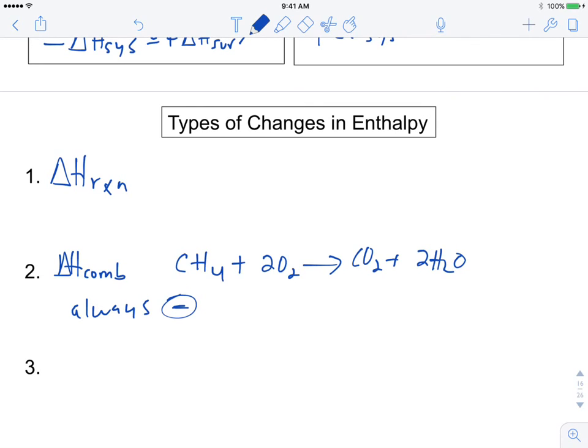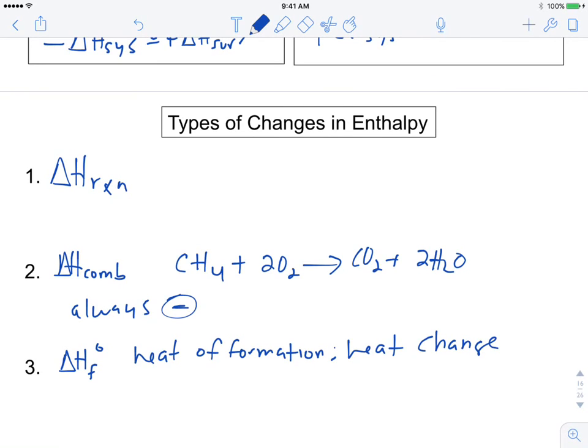You could also have something called delta H F naught, and this is the heat of formation. And the heat of formation, you need to know the definition for this one. It is the heat change when 1 mole of a compound forms from its elements.